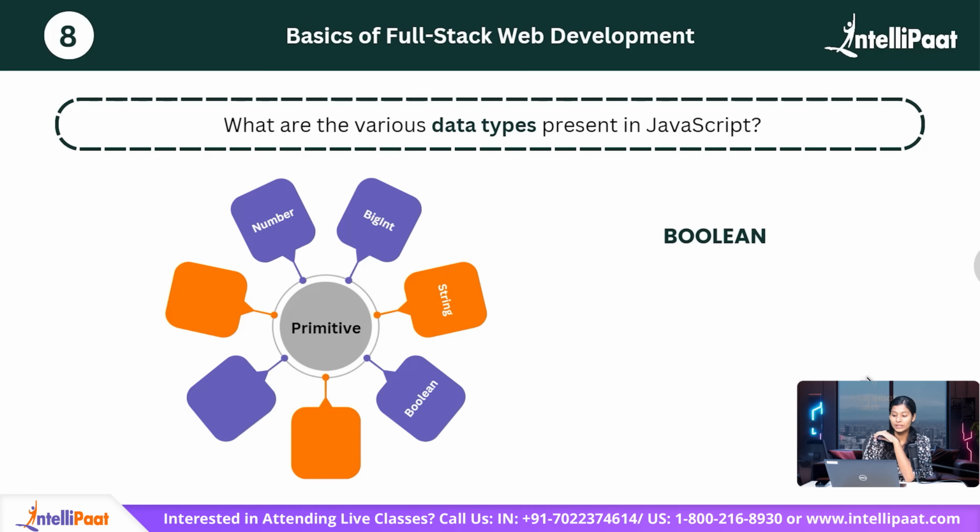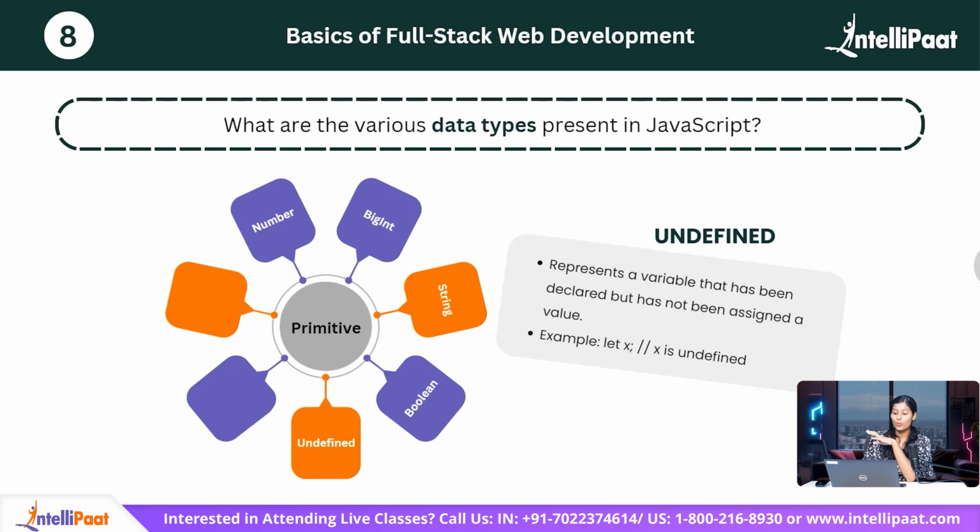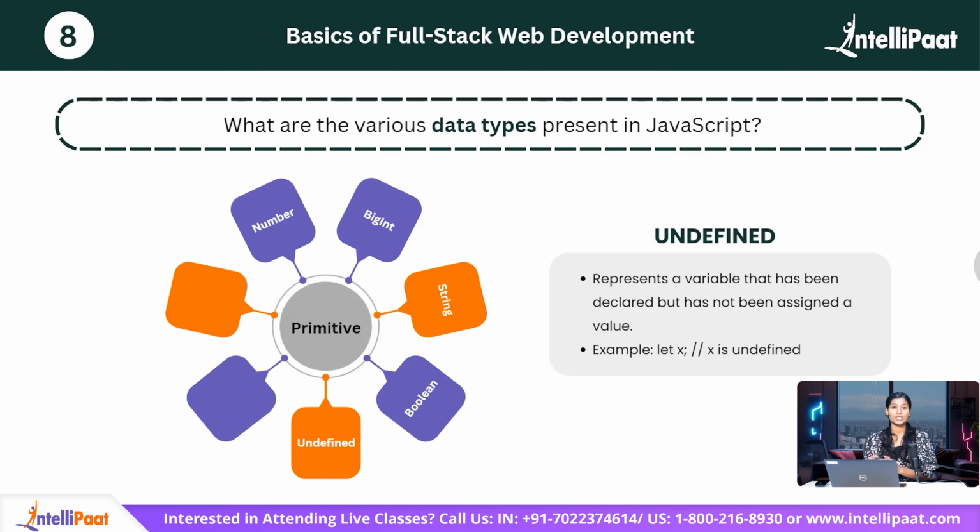Next, you have Boolean. Boolean can either be true or false. It represents logical values. Next, you have undefined, which is assigned to a variable which is declared but not initialized. We saw it in the first example, in the hoisting question as well, when our variable x was defined, var x was defined, but when we tried to access it, it showed its value as undefined. That means the variable is declared in the code, but it's not been assigned a value yet.